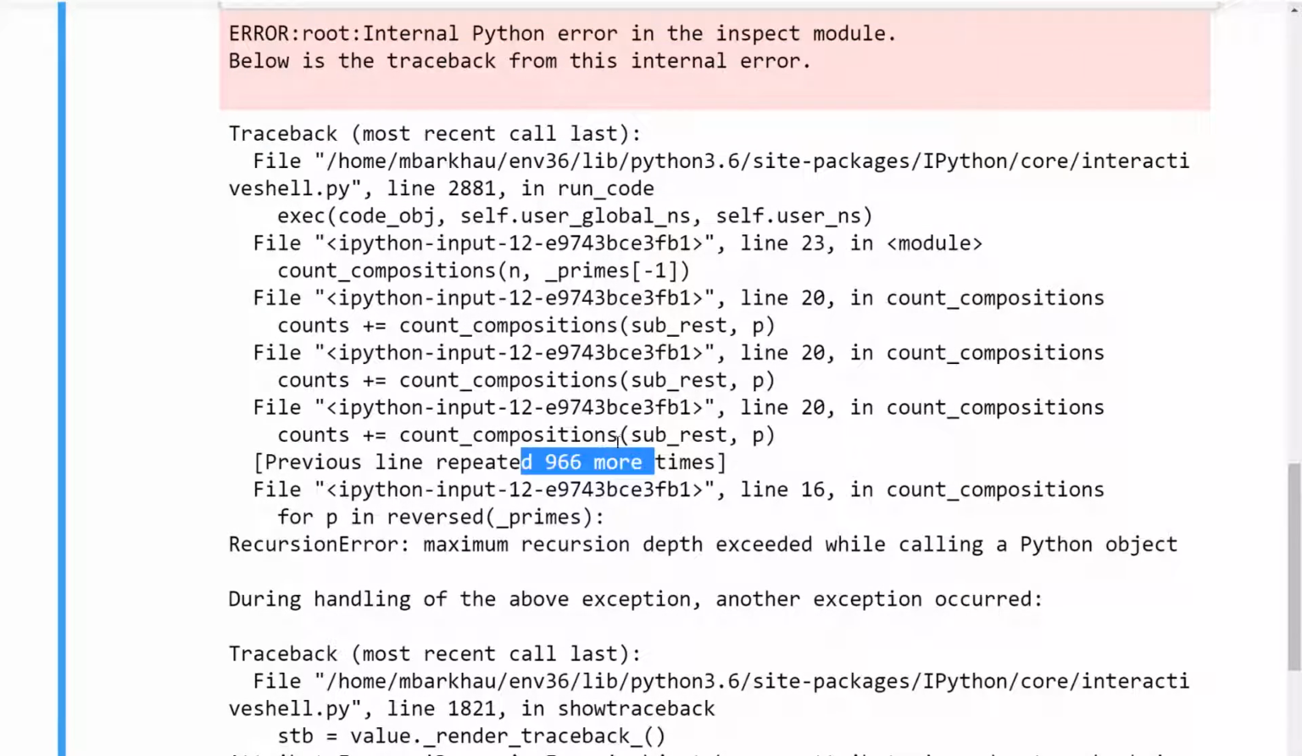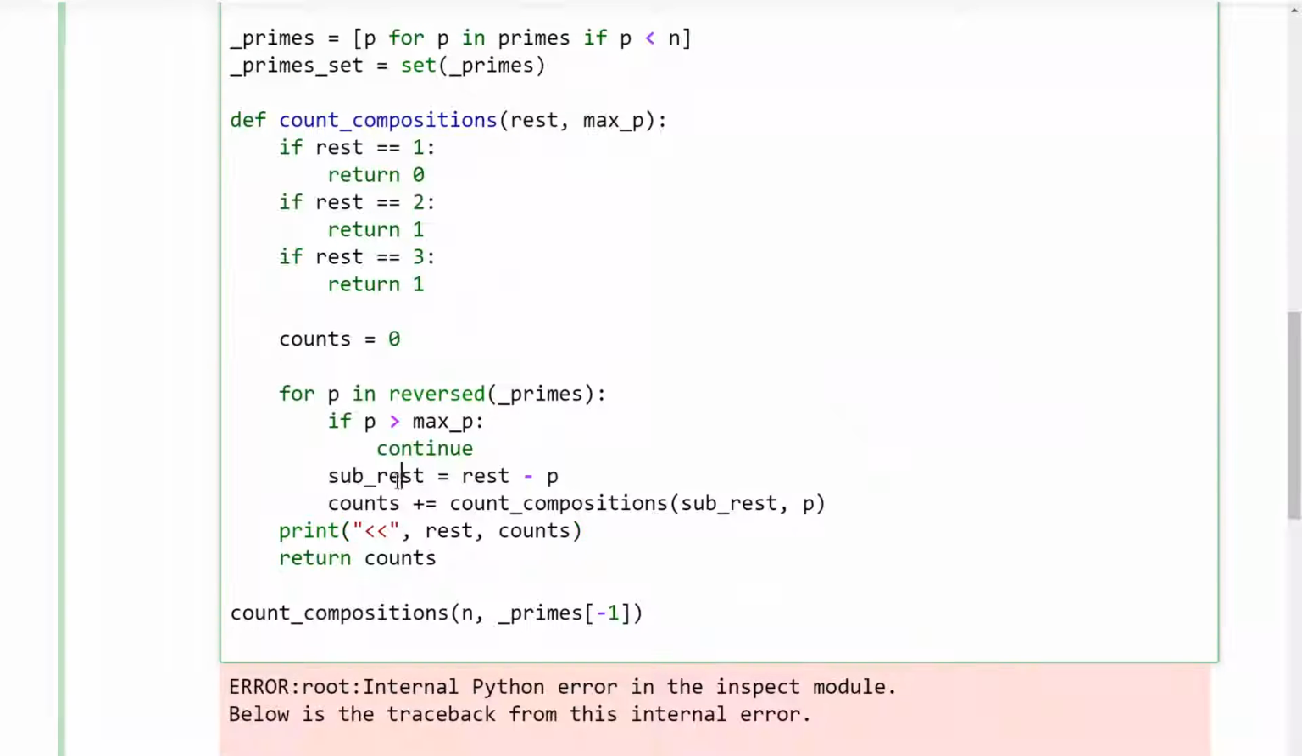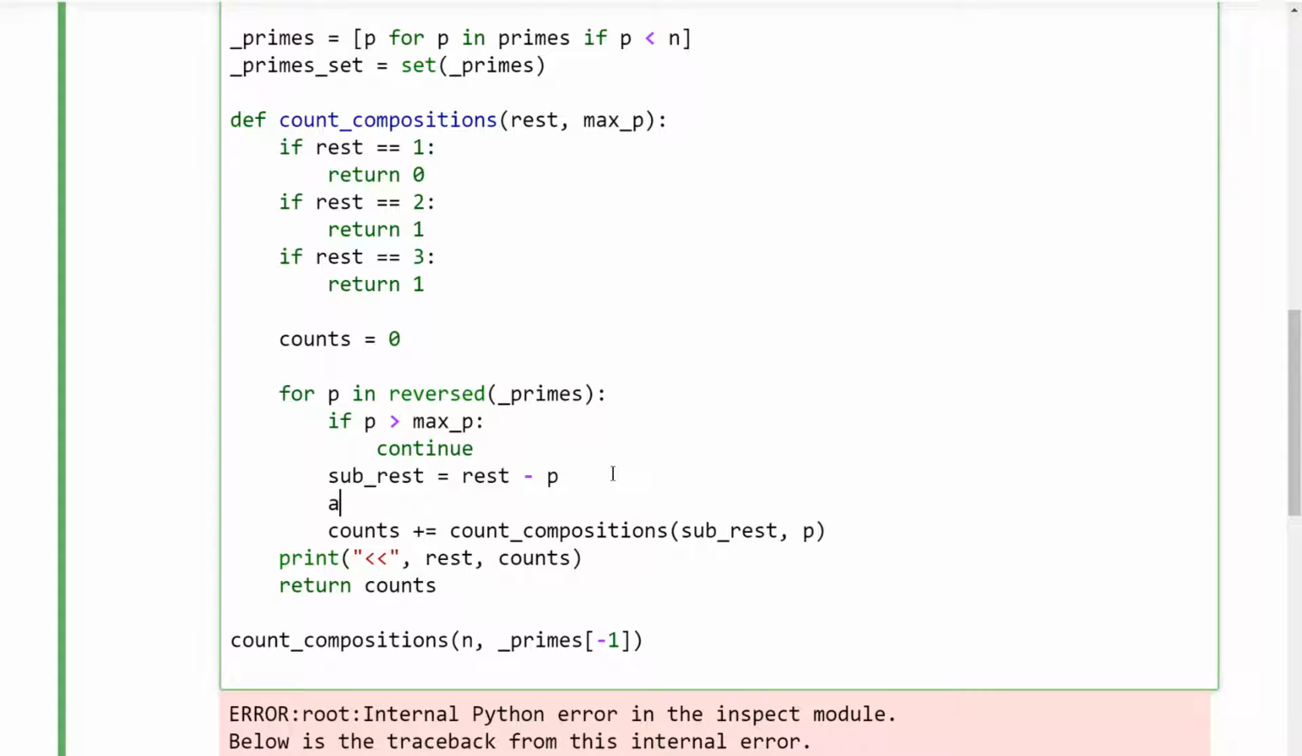So we're somewhere way down the stack trace. Am I not decrementing something? So P is, there's not a 0 in P in primes, is there? No, shouldn't be. So we are always decrementing. I guess I can do an assert sub rest rest. But this should always be the case.